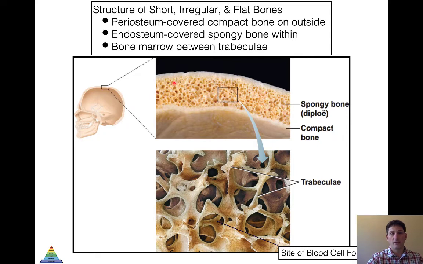So we kind of have this bone sandwich here, where our compact bone is our bread and our spongy bone is whatever you like to put inside of your sandwiches. And then we have bone marrow in between all of those little trabeculae here, and that's where our blood cells are going to be formed, within that red marrow.